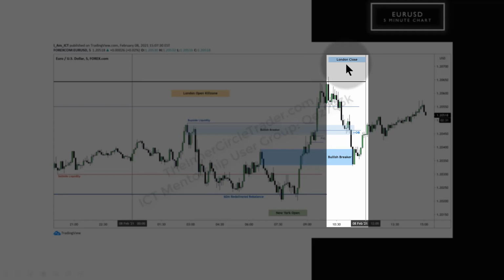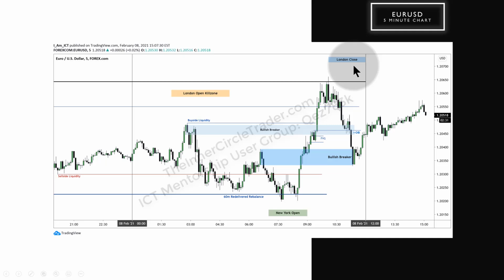You can see the reaction off the 60-minute redelivered rebalance, runs up, fair value gap, runs through the breaker, trades. Now look what's going on here. We have London close time period of the day. It's not a day where we want to see a big move. So if it's already ran up and traded into some sell side liquidity, any retracement down, a little less likely to see it rally. Trades deeper into a discount.